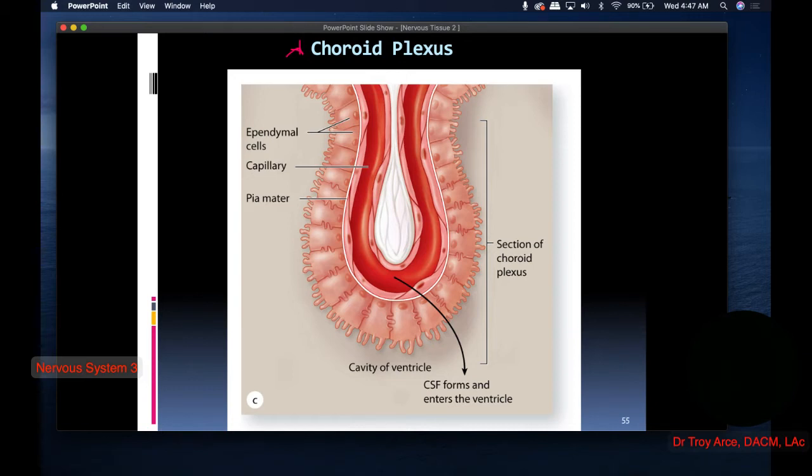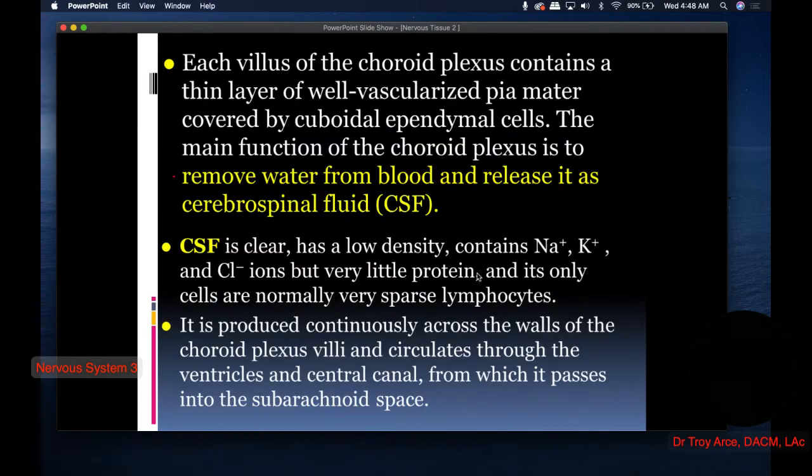So if you go from the inside to outside, if you remember PAD, so P for pia mater, that's your PAD, and your A is your arachnoid, and then the outside would be your dura. So from inside to outside, just remember PAD, and you'll understand the order of the layers from the inside out. So each villus of the choroid plexus contains a thin layer of vascularized pia mater. And we already took a look at those ependymal cells.